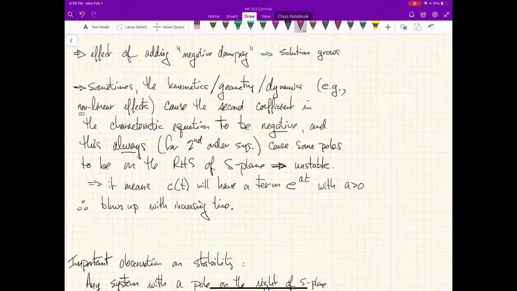So now we're going to have some poles on the right hand side of the S-plane, and mathematically it means that the solution to C of t is going to have a term, because zeta is negative, of the form e to the plus at, that determines its time response. Well, if it's equal to e to the plus at and a is a positive number, then of course as time grows, e to the at is going to grow indefinitely, and so the response is going to blow up, right?